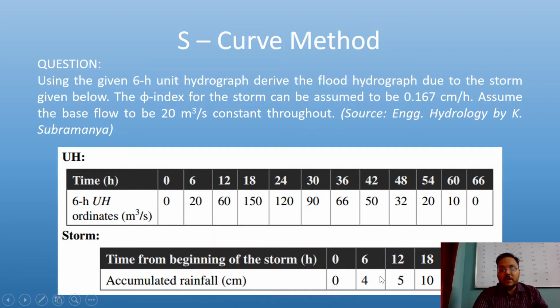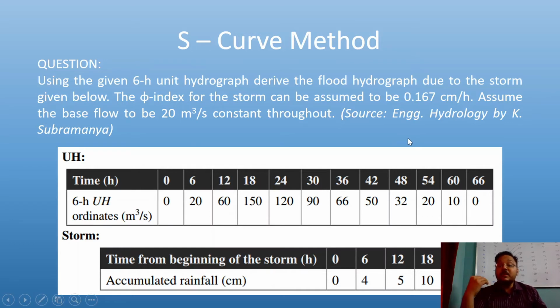It is the rainfall accumulated in different 6-hour spans, and the phi index for the storm can be assumed to be 0.167 centimeter per hour. So the phi index is 0.167 centimeter per hour, which means if the rainfall has an intensity of 0.167 centimeter per hour, the whole of the rainfall will go directly into the ground as infiltration, as groundwater.